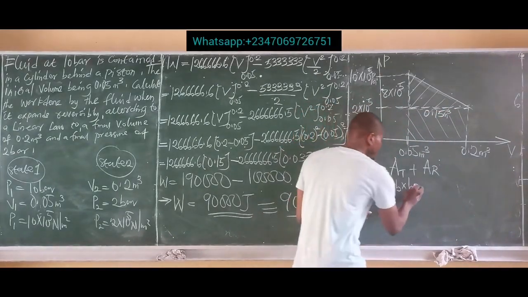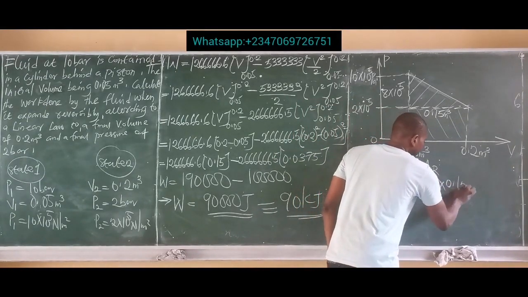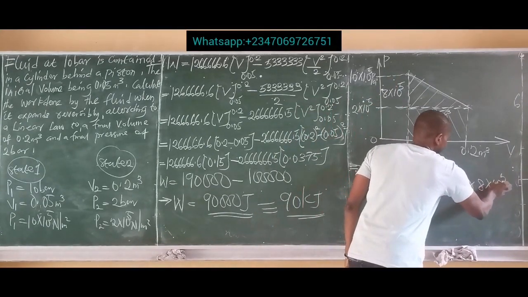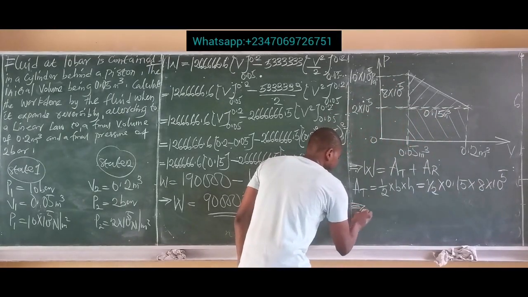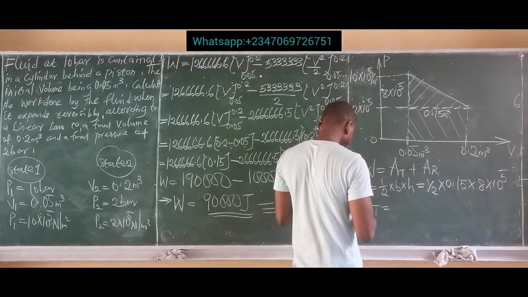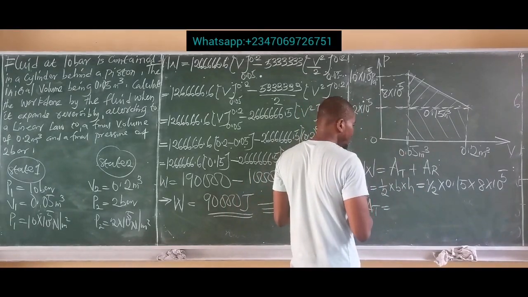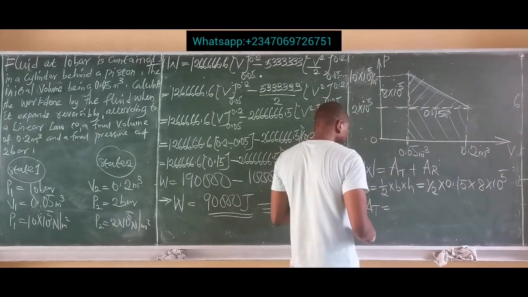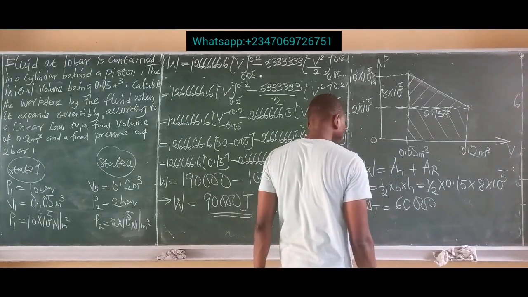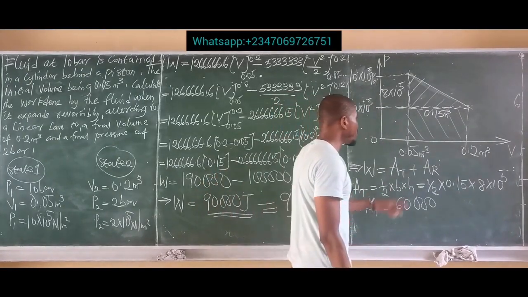So the area of the triangle is simply what? Half base, which is 0.15, times height, and height is 8 by 10 to the power of 5. This implies that the area of a triangle is equal to 1 over 2 times 0.15 times 8 exponential 5. That simply gives us 60,000. Okay, we have 60,000 to be the area. Keeping this aside, then we move to the rectangle.